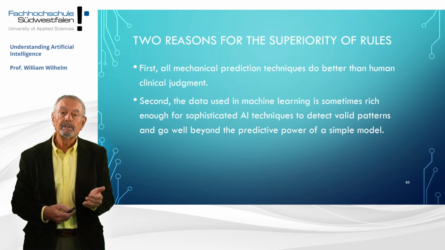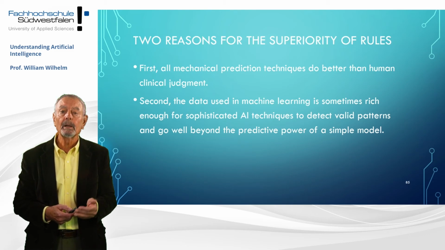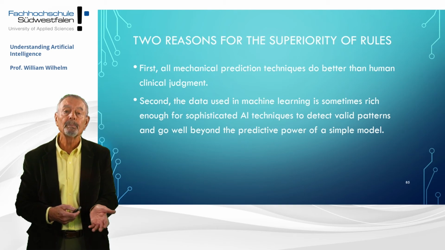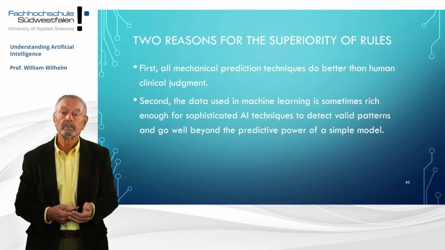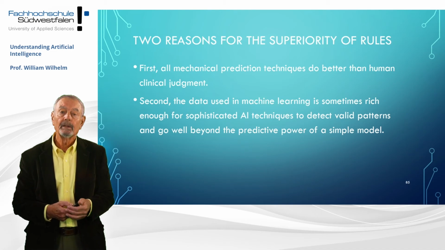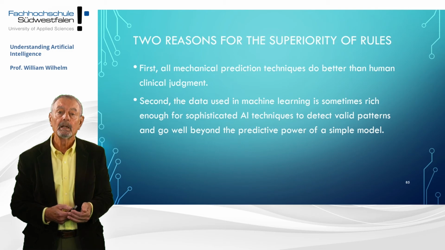Second, the data used in machine learning is sometimes rich enough for sophisticated AI techniques to detect valid patterns and go well beyond the predictive power of a simple model. When AI succeeds in this way, the advantage of these models over human judgment is not just the absence of noise, but also the ability to exploit much more information.